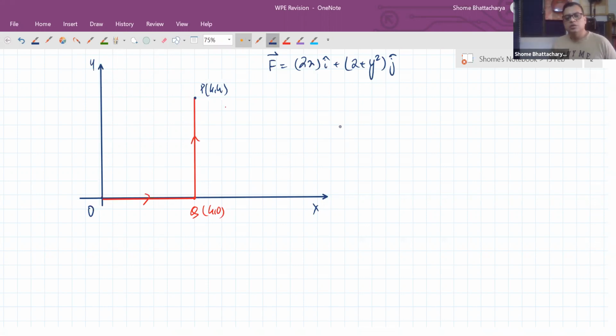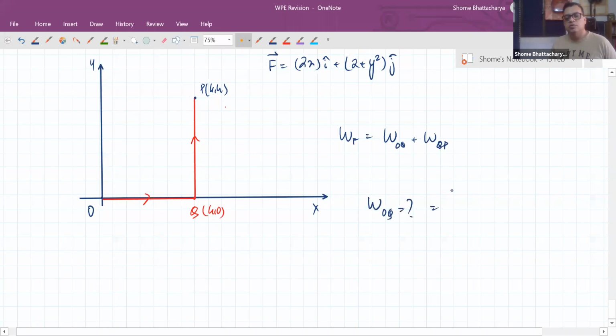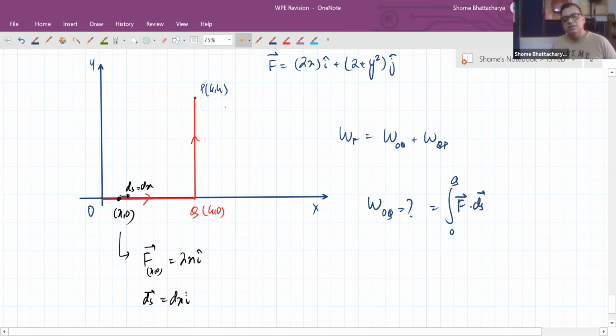So this work done will be equal to work done from O to Q plus work done from Q to P. Now let's first start by understanding the work done from O to Q. For that we have to do the integration of F dot ds from O to Q. While going along this path, at any intermediate point the coordinate of the particle is (x, 0). So if you substitute (x, 0) in the force, we will get a force of 2x i cap. And the displacement is happening along the x-axis, so we get the displacement as dx i cap.